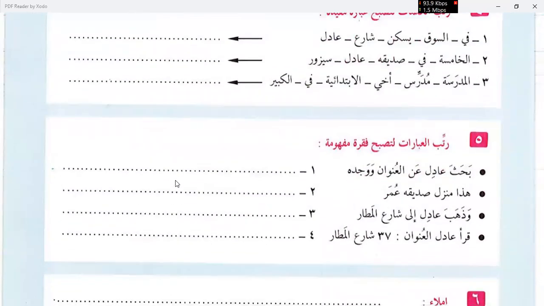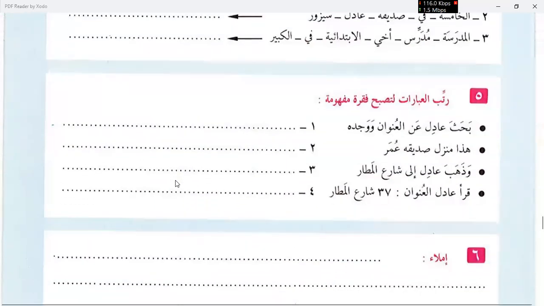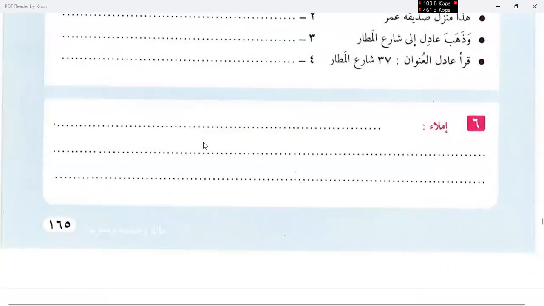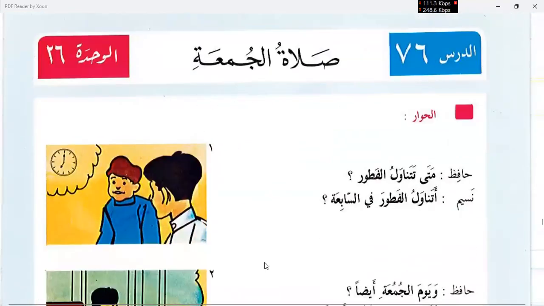Arrange the phrases so that they become a meaningful paragraph. Anyone? Can arrange them. What is the first sentence? Haza manzil sadi. No. Bahatha adil anil unwan. No. Oh, okay. The first sentence will be Kara adil al unwana. Saba wasalo soon shari il matar. Then zahaba adil ila shari. Yes. Then next we have Salatul Jumma. We will start it next time, inshallah.